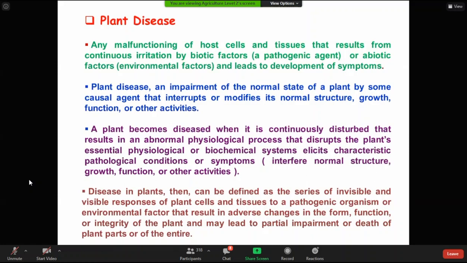That's why a plant becomes diseased when it is continuously disturbed, which results in an abnormal physiological process that disrupts the plant's essential physiological and biochemical system that elicits characteristic pathological conditions. So that's the thing: plant pathology, plant disease. So very close. Now you need another thing.